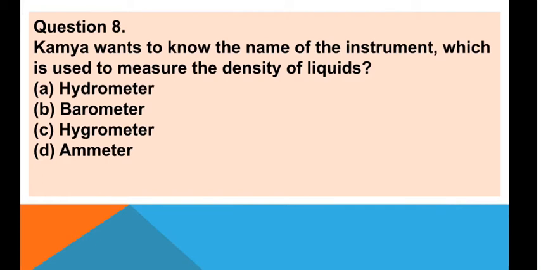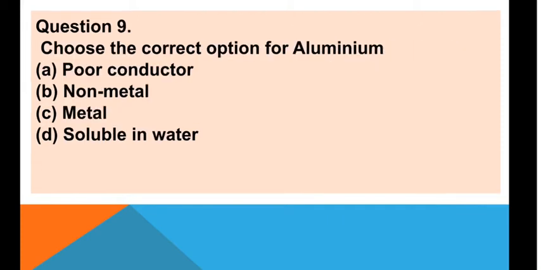So, which is the correct answer? A hydrometer. Hydrometer is used to measure the density of the liquid. Now, we have question number 9. Choose the correct option for aluminium. Option A, poor conductor, option B, non-metal, option C, metal, and option D, soluble in water. So, poor conductor, no, non-metal, no, it is a metal, metal, yes, soluble in water, no. So, what is correct? Option C, it is a metal.